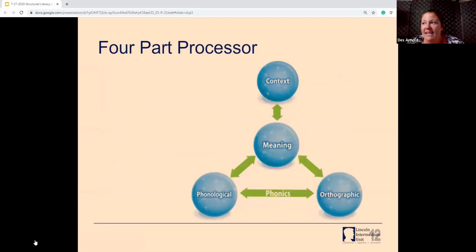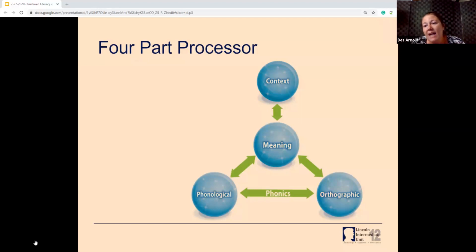So this is the 4-part processor. This is the work of Marilyn Adams. Our 4-part processor is a pretty simple way to look at how reading happens. You have a phonological processor in the front of your brain that processes all of our speech sounds. And in the back of your brain, in your occipital lobe, you have an orthographic processor that processes written words. Those two processors are linked on what in your brain is called the angular gyrus. And this is where phonics happens. This is where your brain is able to map the speech sounds to the written symbols.